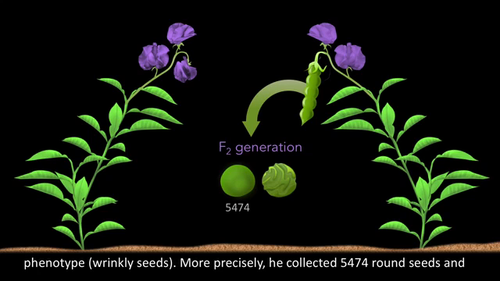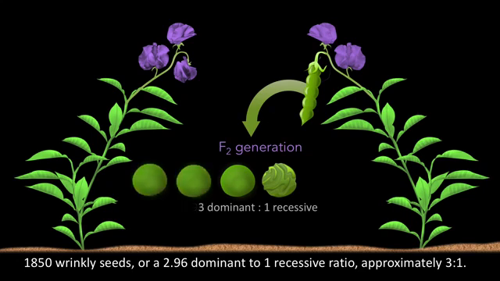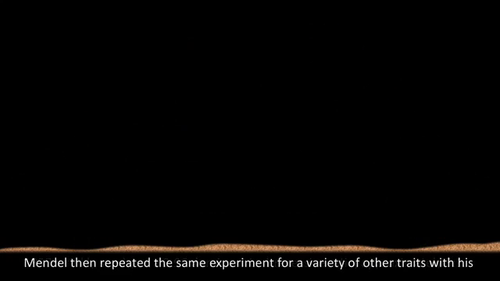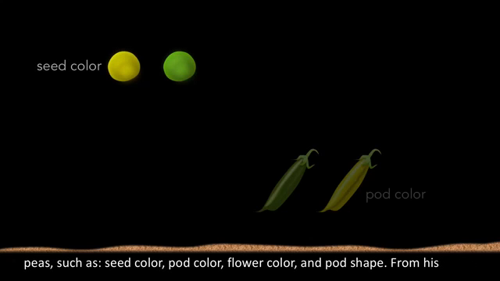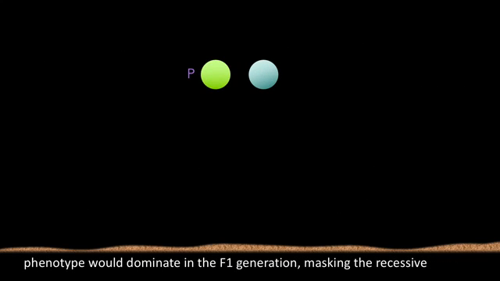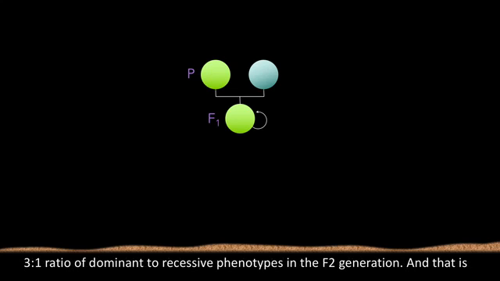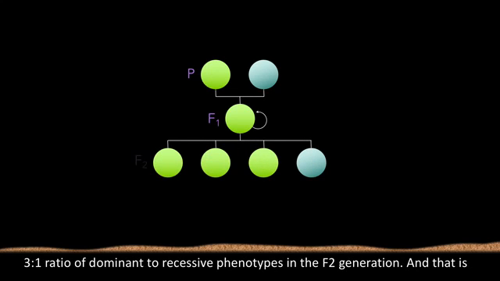5,474 round seeds and 1,850 wrinkly seeds, or a 2.96 dominant to 1 recessive ratio, approximately 3 to 1. Mendel then repeated the same experiment for a variety of other traits with his peas, such as seed color, flower color, and pod shape. From his original experiment, he predicted that in each of the physical characteristics, one phenotype would dominate in the F1 generation, masking the recessive phenotype. From his seed shape experiment, he also predicted an approximate 3 to 1 ratio of dominant to recessive phenotypes in the F2 generation. And that is exactly what he found.